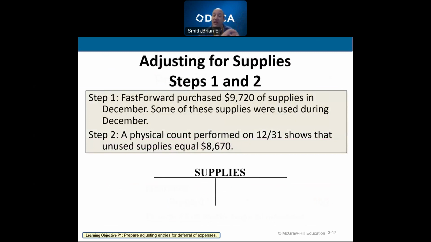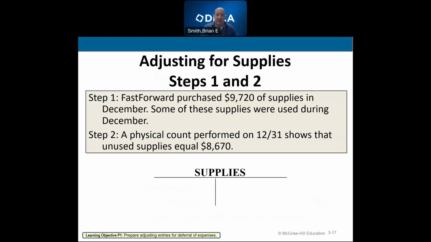So in this case, that available amount is the $9,720 of supplies. Then at the end of the month, we're going to send an intern, or someone kind of the low person on the totem pole, so to speak. They're going to have to go around and count up all the supplies and find out how much the value of those supplies are based on how much we paid for them.